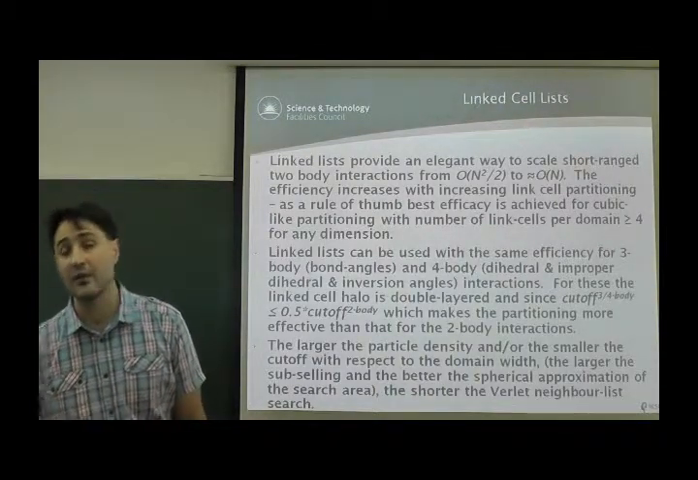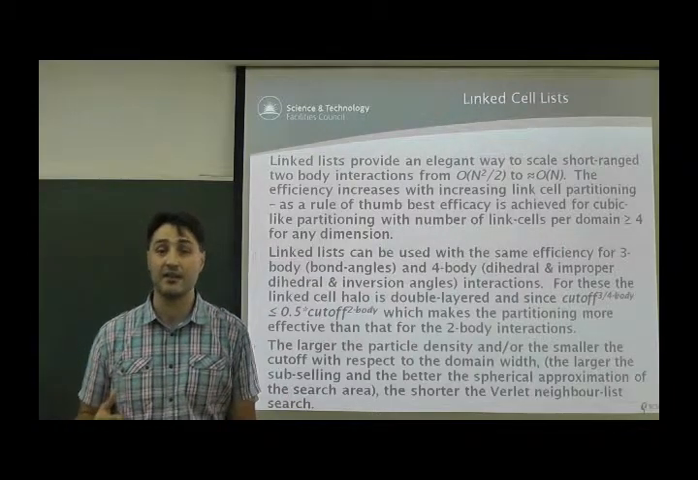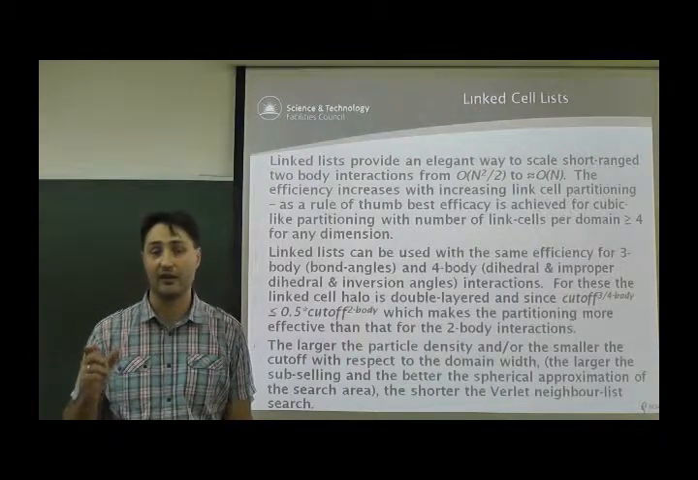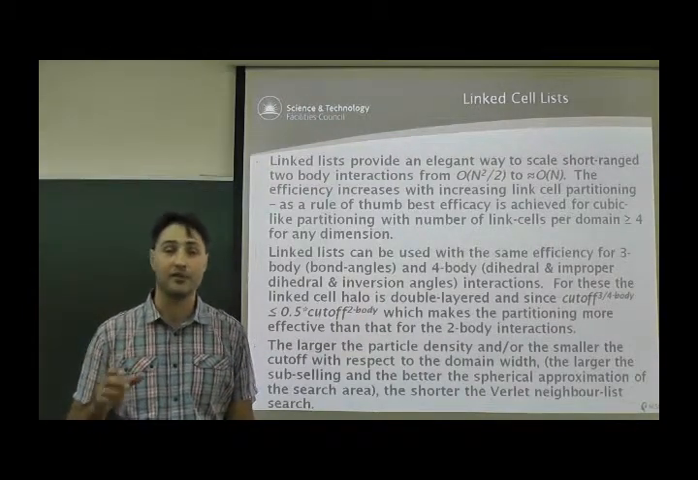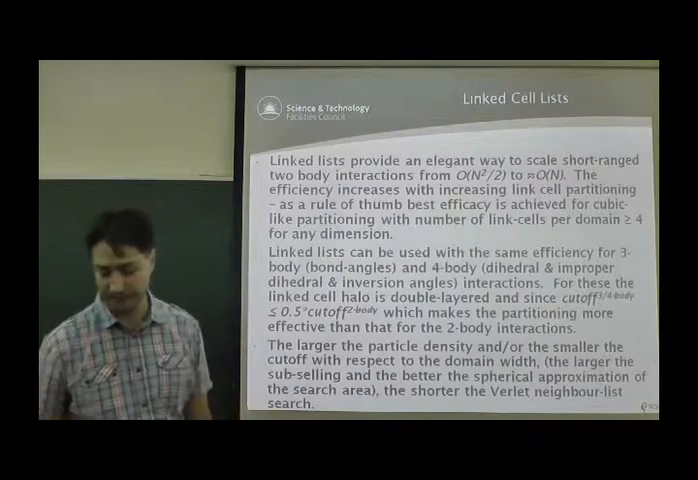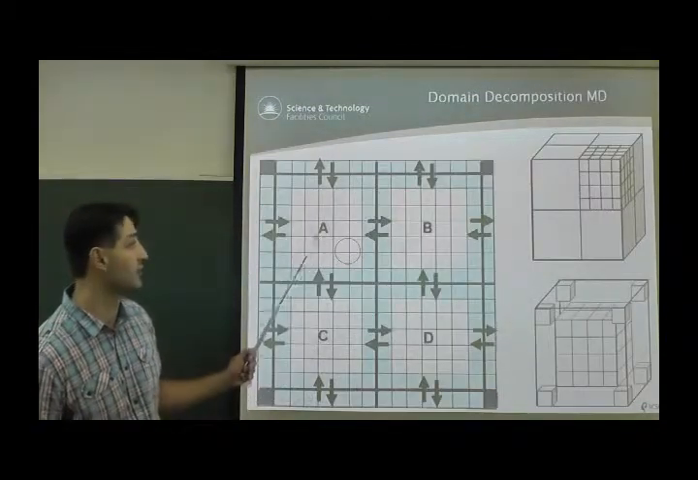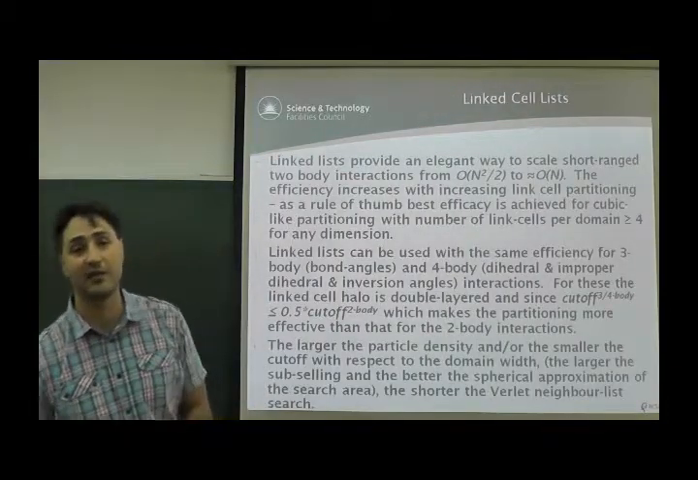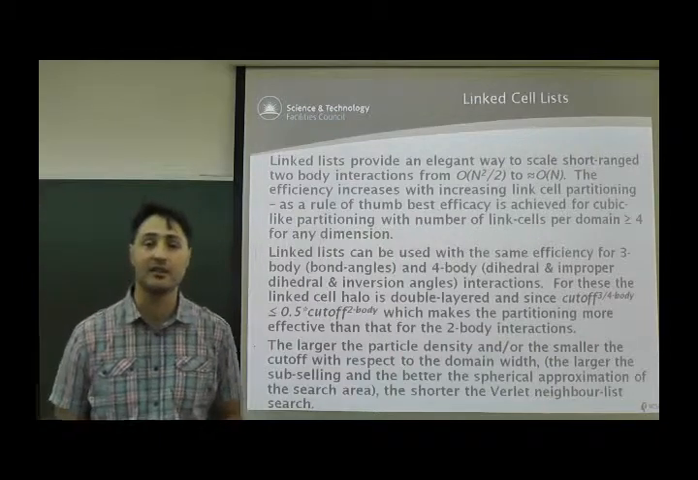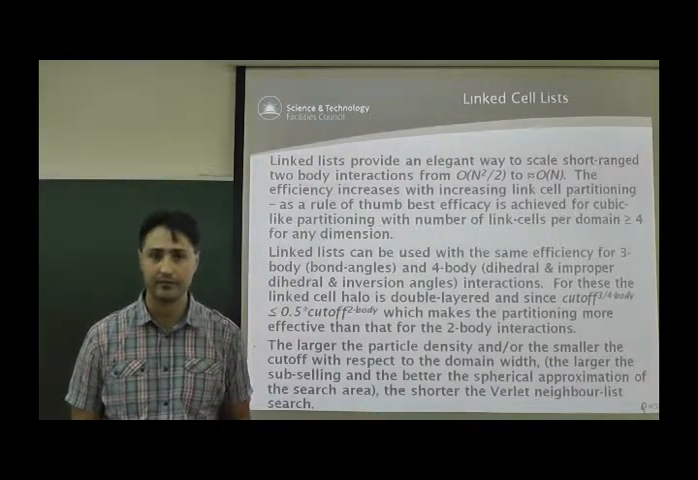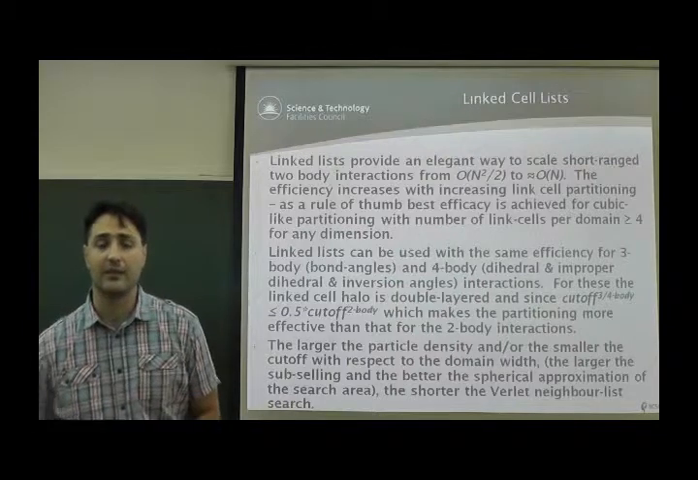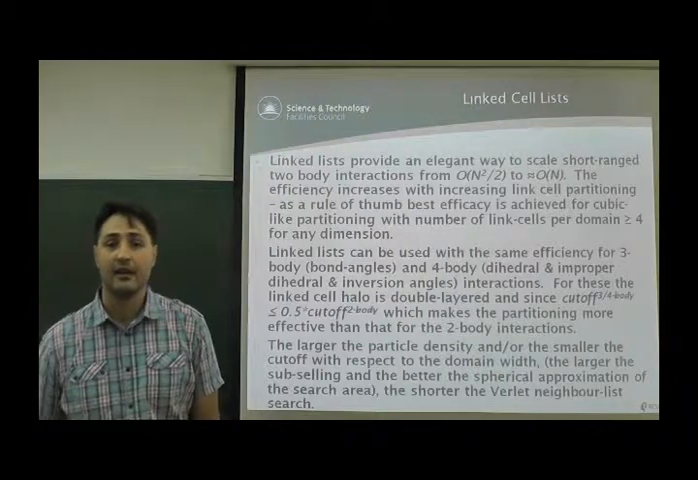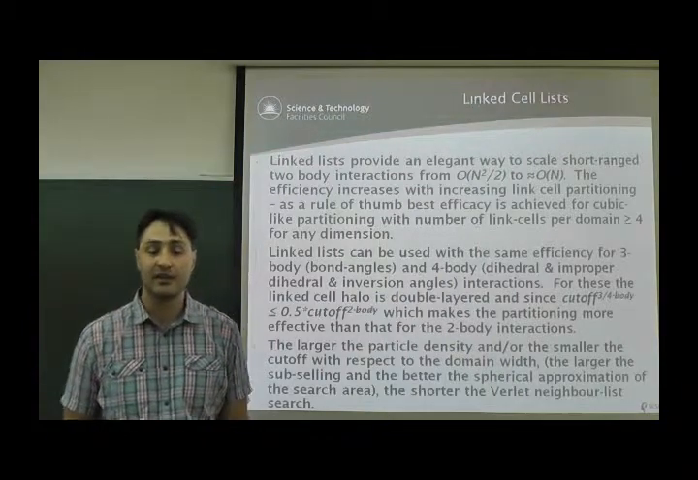So link cells can also be used for 3 and 4 body interactions, and they're even more efficient because 3 and 4 body interactions have shorter cutoffs. And because we have shorter cutoffs and it's the same size of domain, we have a finer mesh that's imposed on those domains. And as I mentioned, again, the more link cells we have per dimension, the faster this search algorithm works. Essentially, the larger the particle density or the smaller the cutoff with respect to domain width, the shorter the Verlet neighbor list searches.